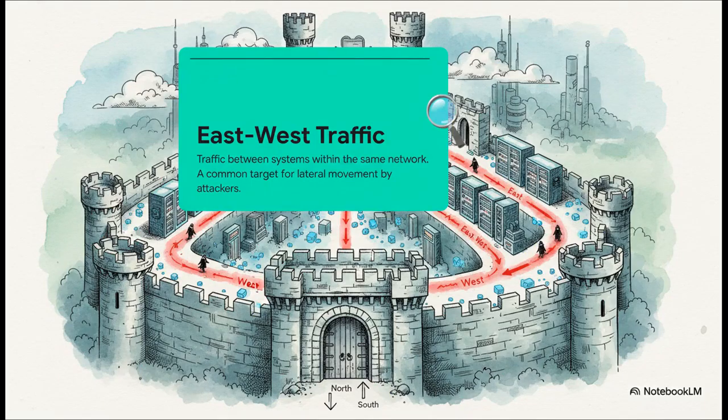To make Zero Trust a reality, you have to watch the traffic inside the castle, not just what's coming and going from the main gate. We call this east-west traffic. It's all the communication happening between servers inside your own network. You know, for decades, security was obsessed with north-south traffic at the main gate. But the truth is, attackers live and move in those east-west corridors. Watching that internal chatter is the key to spotting an intruder before they get to the crown jewels.